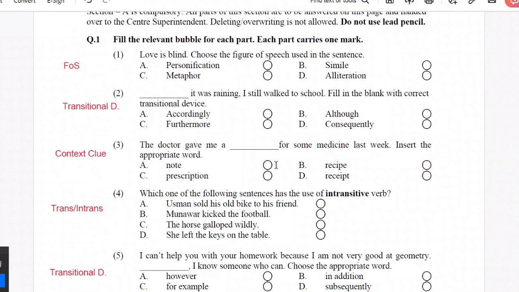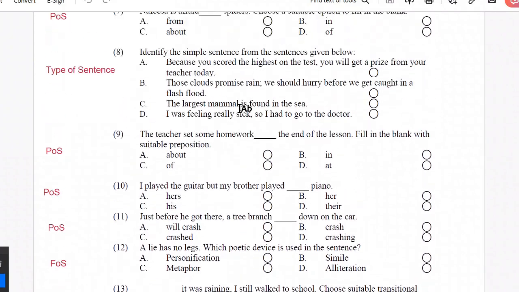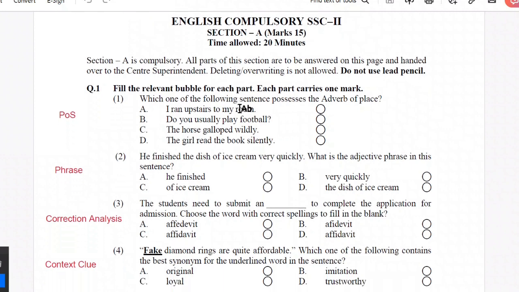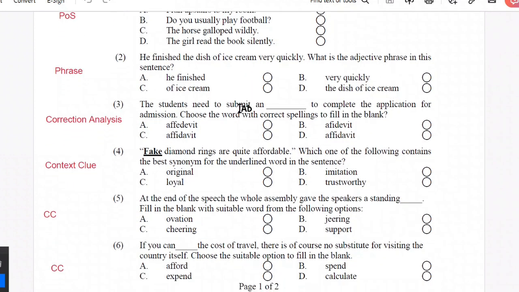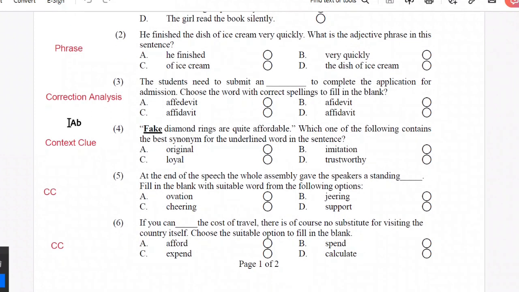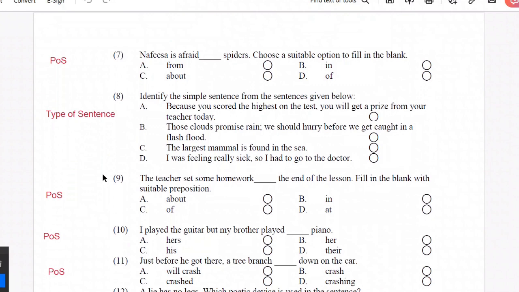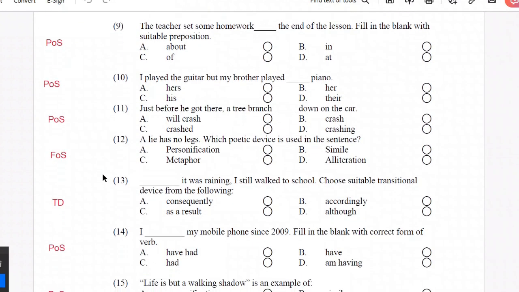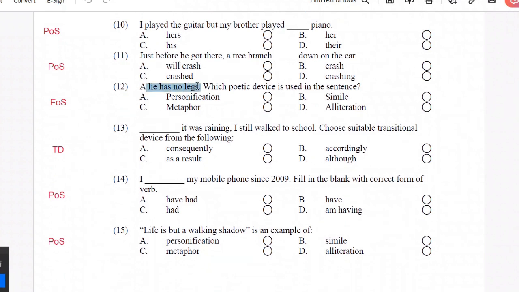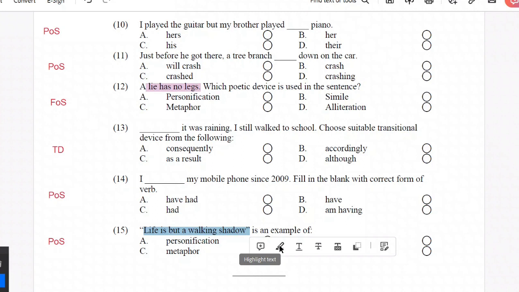And now look at the paper of matric class. And look, they have got the same kind of questions. First one is parts of speech, then phrase, adjective phrase, and correction analysis. You are supposed to write down the correct word. This D is the correct word. Context clues: find out the meaning of the given word, writing the meaning after reading the sentence. Then parts of speech, type of sentence, and figure of speech: a lie has no legs. Human beings have legs, a lie has no legs. This is the example of personification. Again, look here: a transitional device, parts of speech, and the last one is life is but a walking shadow. This is taken from Shakespeare's Macbeth, and this is an example of metaphor.